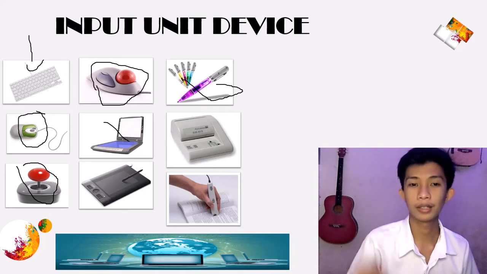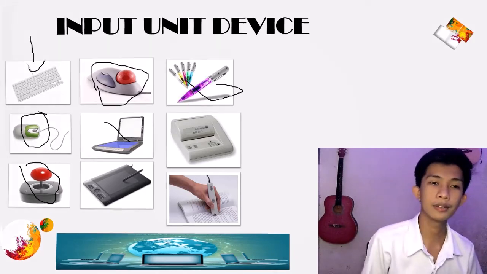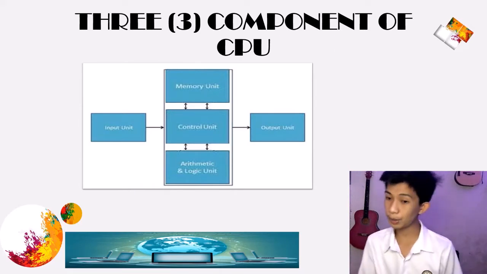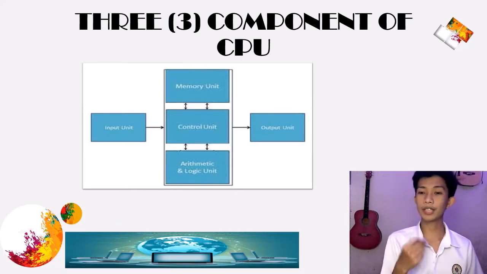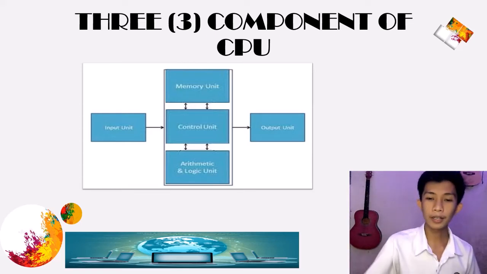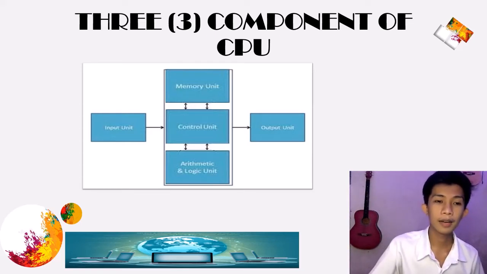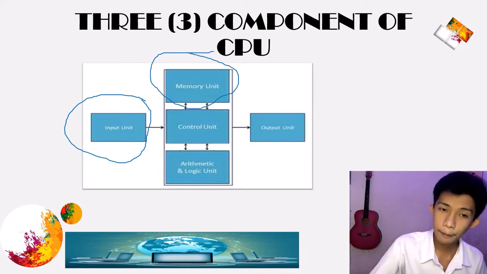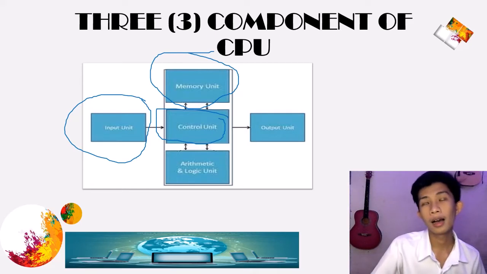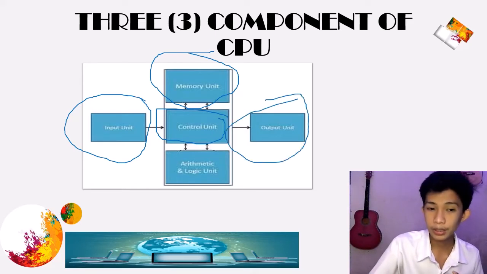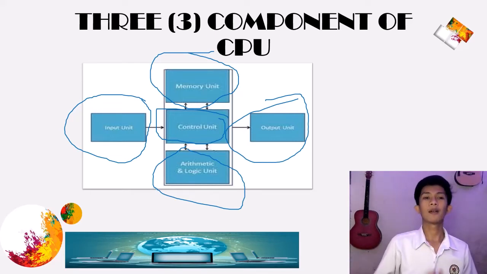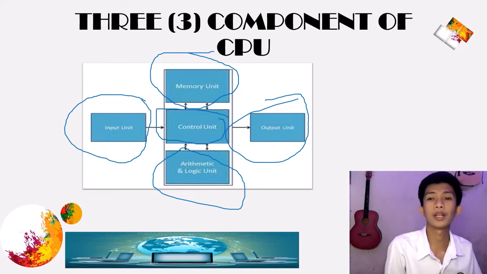Okay? The next is, dako naman tayo sa, there are three components of CPU guys ha. Yung kanina is a system. Ngayon CPU tayo. Okay? The first one is input unit. The second one is memory unit. The third one is control unit. And next is output unit. And the last is arithmetic logic unit. That is the three components of CPU.